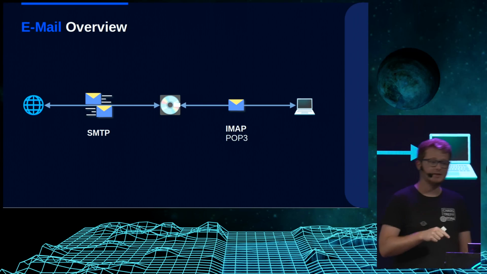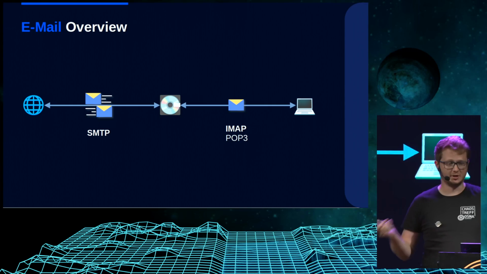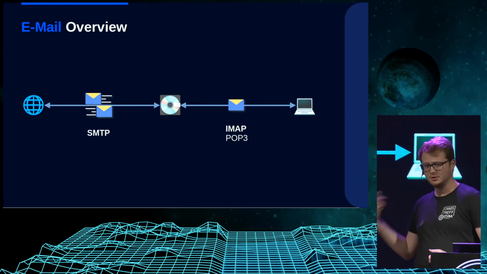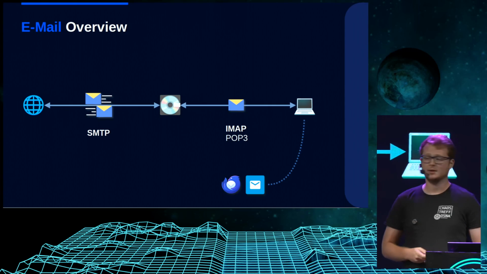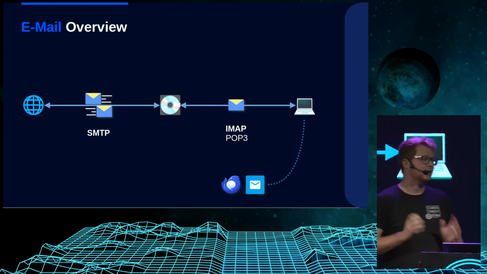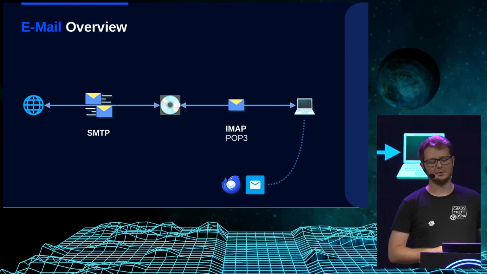The mail server then can be accessed over protocols like IMAP or POP3 by your usual clients, be it smartphone, be it your laptop, be it your web interface, to actually retrieve the emails so you can read them. I mean, can be Thunderbird, can be Fairmail, whatever you want to do. Those are just using this IMAP protocol, hopefully, to interface with your mail server.